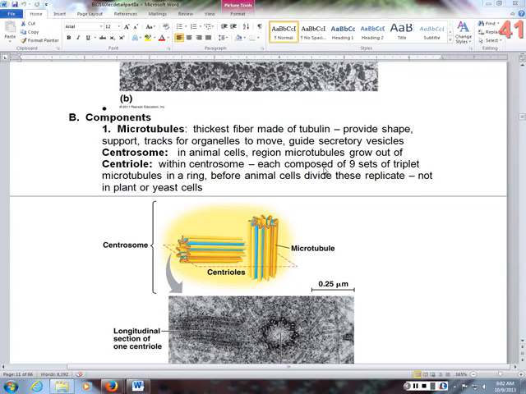The centriole is within the centrosome, and it's going to be 9 sets of triplet microtubules in a ring, and these are going to replicate before an animal cell divides. However, we do know that they are not absolutely necessary for cell division because they don't have these in plants or yeast cells. The centriole is one of those structures that we don't completely understand yet.